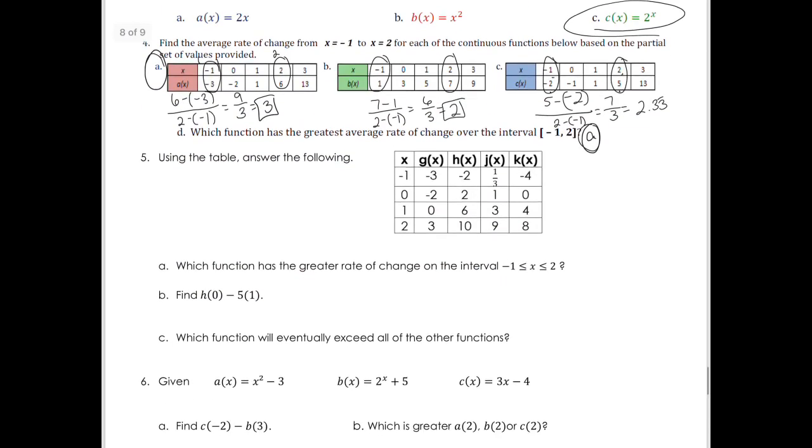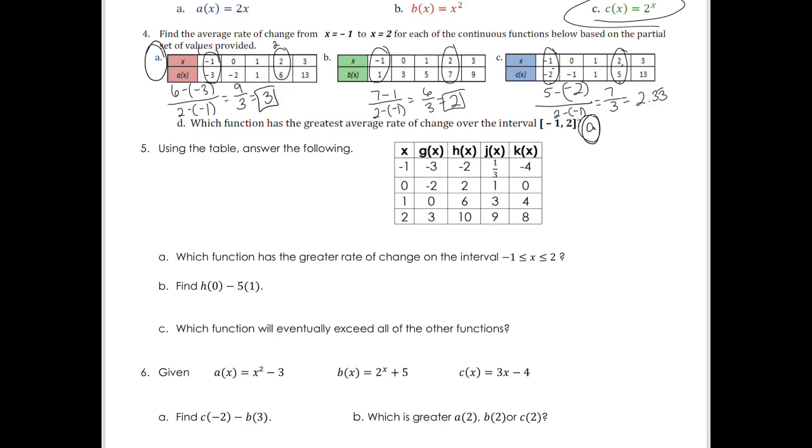Using the table, answer the following. Which function has the greatest rate of change over the interval -1, 2? So here's my x values, and these are all my different functions. I got 4 of them on one table. Okay, they work the same. So I'm looking at my rate of change here, from here to here. Okay, so let's do g of x.